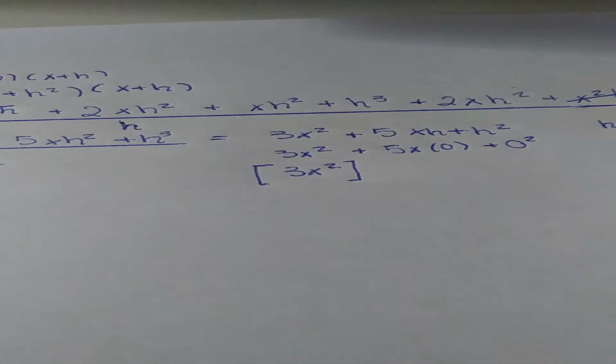H was approaching 0, so we're going to go ahead and plug in 0 for h. And essentially that just leaves 3x squared alone. And that would be what you would get if you did the power rule.